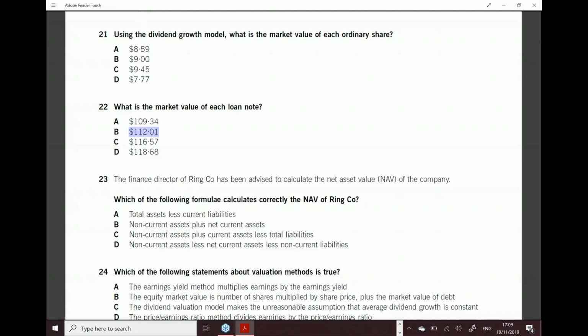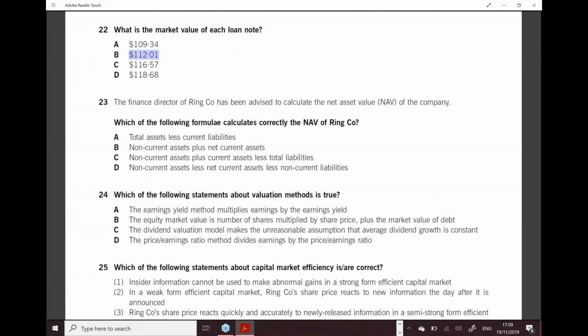Which of the following statements about the value of both valuation methods is correct? The earnings yield method multiplies earnings by earnings yield. No, it doesn't actually. The correct answer here should be: the dividend valuation model makes the unreasonable assumption that the average dividend growth is a constant. Right? The equity market value is the number of shares multiplied by the share price plus the market value of debt. No, that statement would have made sense if they had asked you the total market value of the firm. So the correct answer here is answer C.